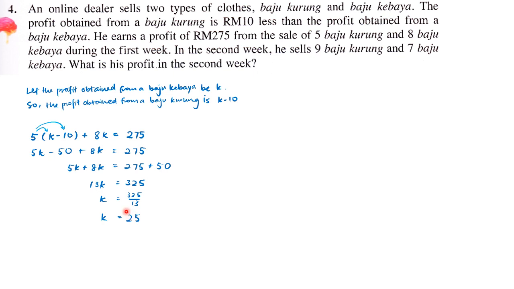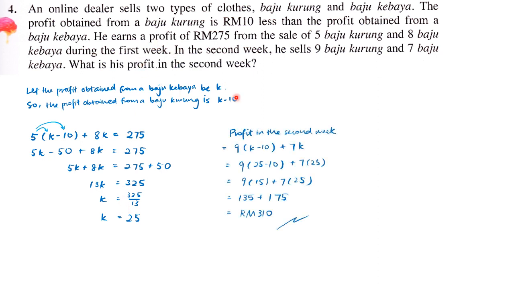Okay, we are not done with the question yet. We are told to find the profit in the second week. So the profit in the second week would be 9 baju kurung, which is K minus 10, and 7 baju kebaya, which is K. K we have already found, which is 25, minus 10. Then you solve all the way down, and you get that the profit in the second week will be 310 ringgit. Alright, okay, next question.